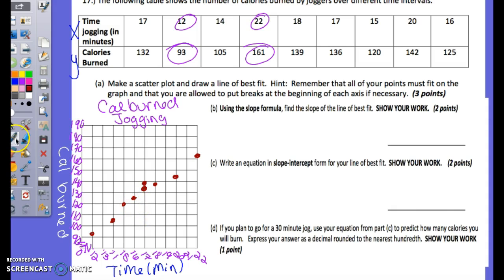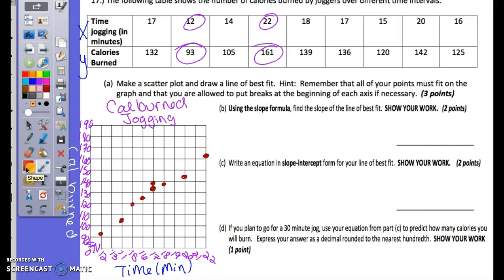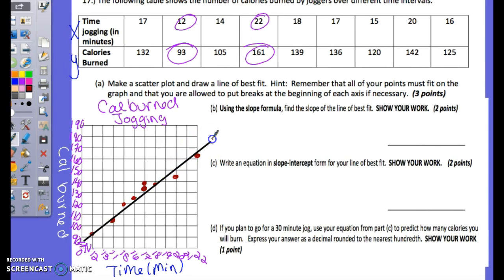Then we need to draw a nice trend line right in the middle. I'm going to draw a trend line that goes through the middle of my data, and I need an arrowhead on the right-hand side. Then part B says, using the slope formula, find the slope of the line of best fit. So I need to look at my line and find two perfect ordered pairs. There was a perfect ordered pair, 13, 100. And then I'm going to move up my line and see if I find another perfect ordered pair. Oh, here's another really good one. So 17, 130.